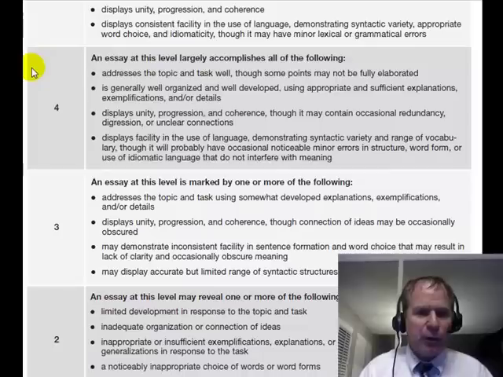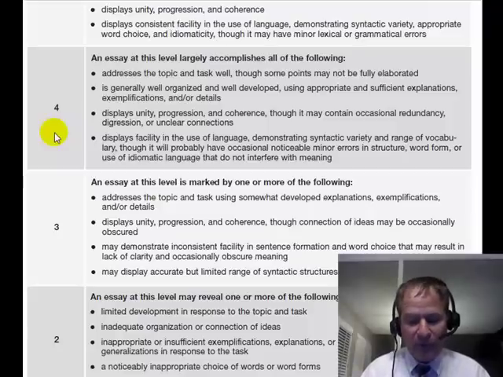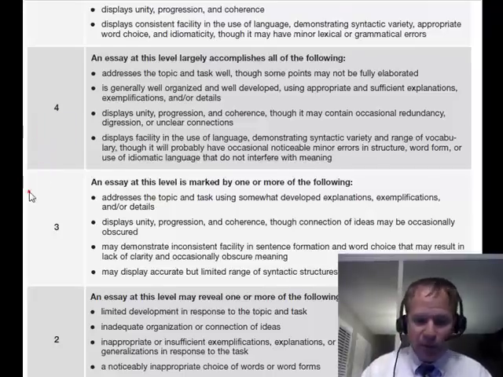It says here, addresses a topic and task, though some parts may not be fully elaborated, is generally well organized and well developed, using appropriate and sufficient explanations, examples. No. I'm going to say you really haven't done that well here. You've got some problems. Remember I pointed out that second paragraph, it's kind of unclear what the point is you're trying to argue, and the rest of the paragraph doesn't fit very well with that. So let's go to 3.